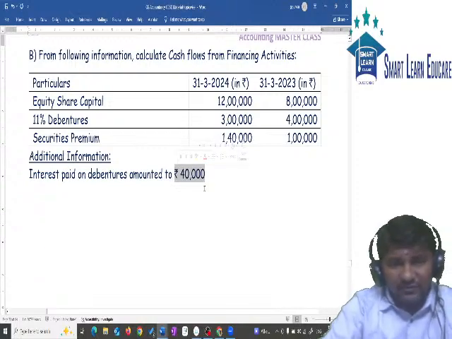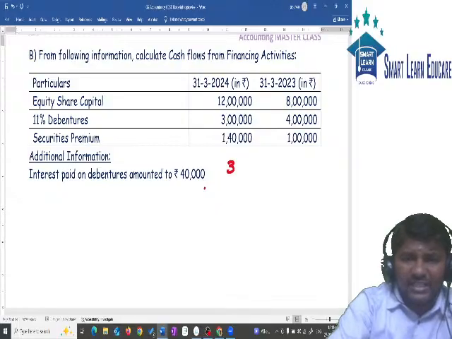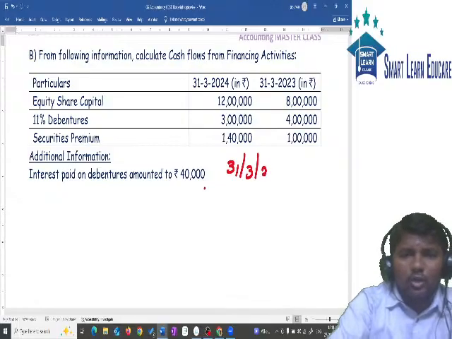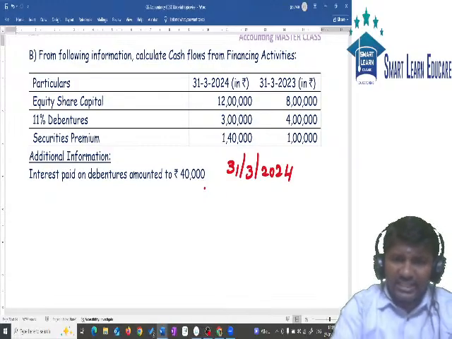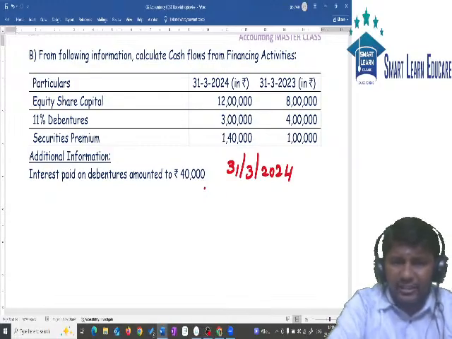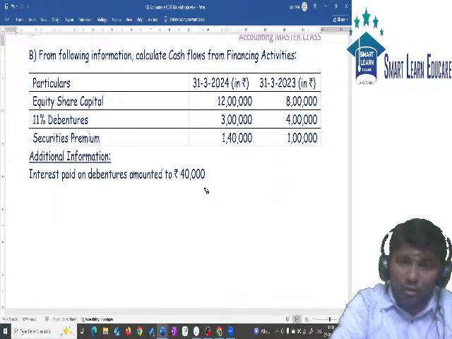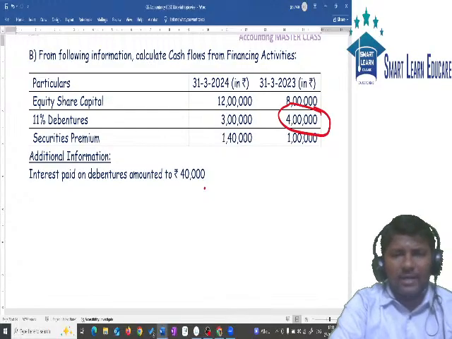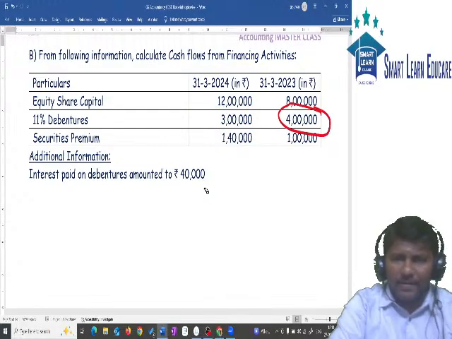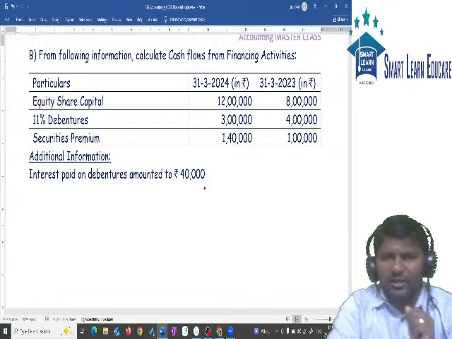40,000. From this we can understand that the redemption takes place on 31st of March 2024, when the repayment of 1 lakh is made. The repayment of 1 lakh is made on 31st of March 2024 because the opening balance of the debenture is 4 lakh and the closing balance is 3 lakh. Opening balance is less by 1 lakh, so repayment is made 1 lakh.